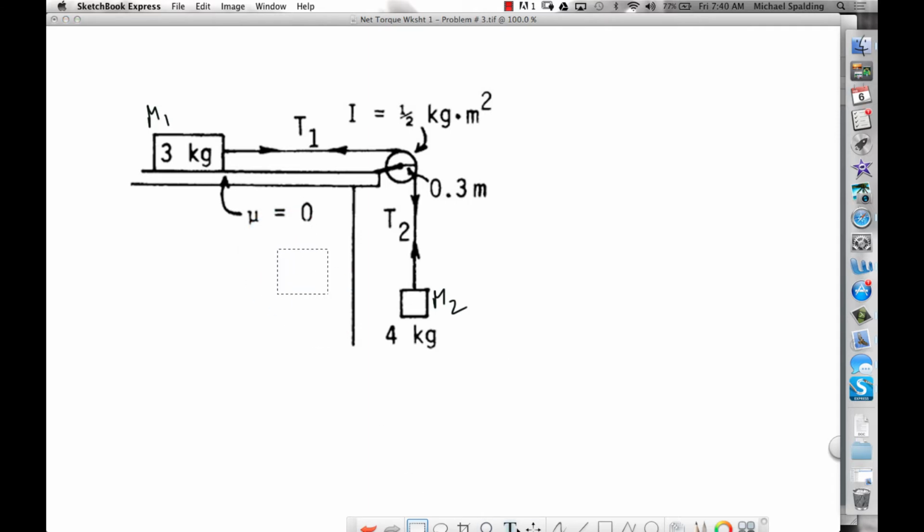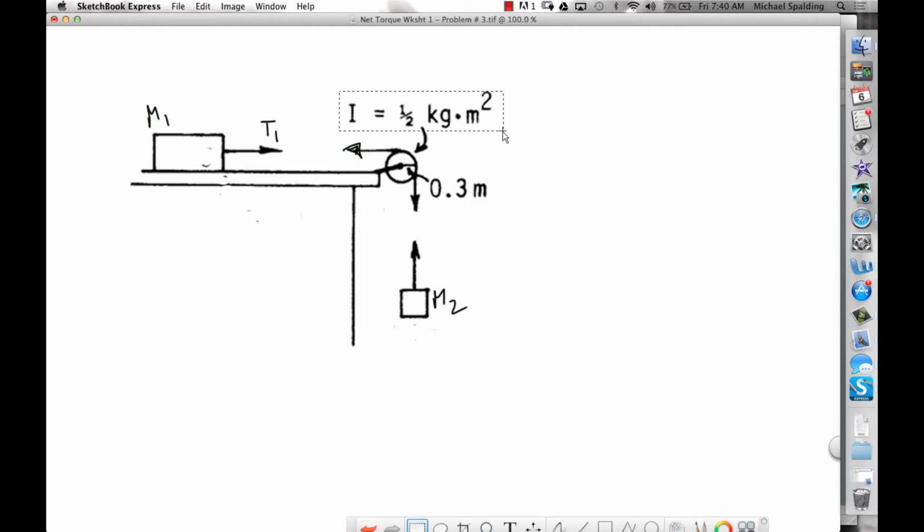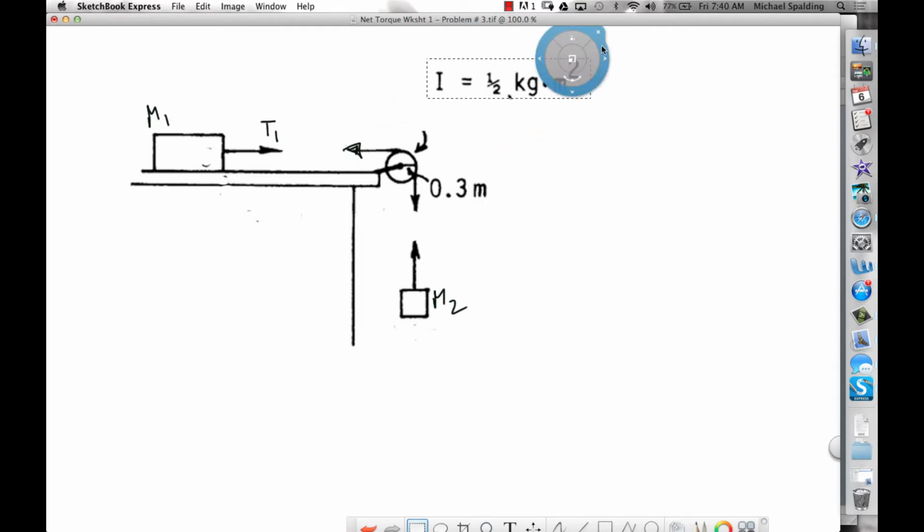So T1, so take this off like that. I'm going to erase, it's frictionless, we take that off. Okay, let's get rid of this, just kind of clean this up. So M2 is 4, M1 is 3. All right, so here are the forces. So this is T1. So that's T1. This is T2.